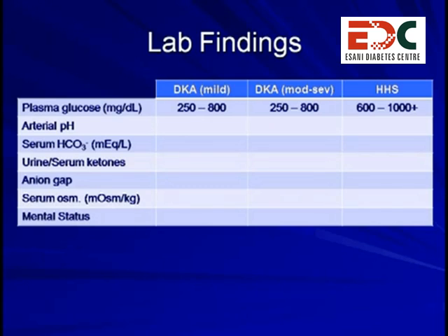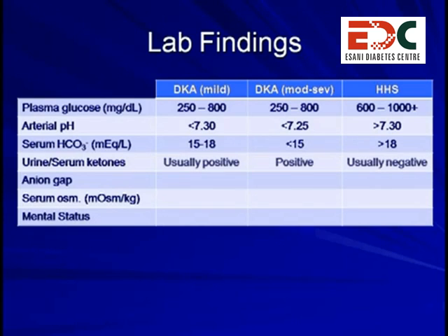Second, arterial pH. With mild DKA, it may be only modestly acidotic, while in moderate to severe DKA, it will be more so. In HHS, pH is most commonly normal, though may be ever so slightly acidotic. Next, serum bicarbonate levels in mild DKA tend to be around 15 to 18, lower than 15 in severe DKA, and higher than 18 in HHS.